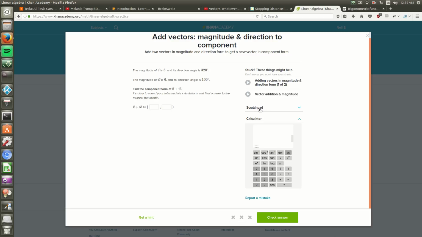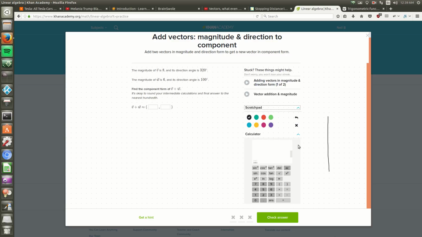So essentially I have two vectors. Let's scratch pad this out. Here's your Cartesian plane. I have 8, which is bigger than the 6, so I need 320 degrees, so it'll be somewhere like this. It's just a sketch. Physics and math is just applied art class. So that's 8, this equals a v vector.